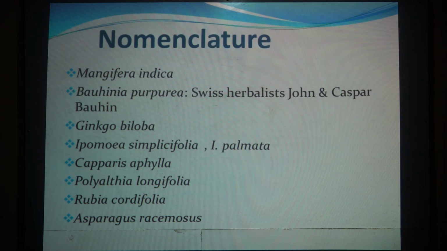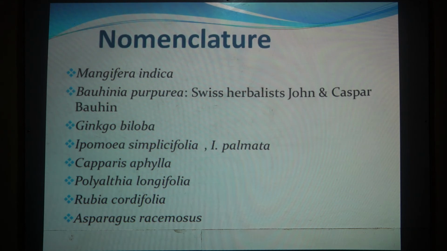Then next, we can see Ipomoea simplicifolia and Ipomoea palmata. These are one genus with two different species, simplicifolia and palmata. The leaves are simple as compared to other species, so the name has been given Ipomoea simplicifolia, while in the other species the leaves are palm-like, hence the species is Ipomoea palmata. The next example, Capparis aphylla. In Capparis the leaves are totally absent. There are no leaves, hence the name of that particular species is Capparis aphylla.